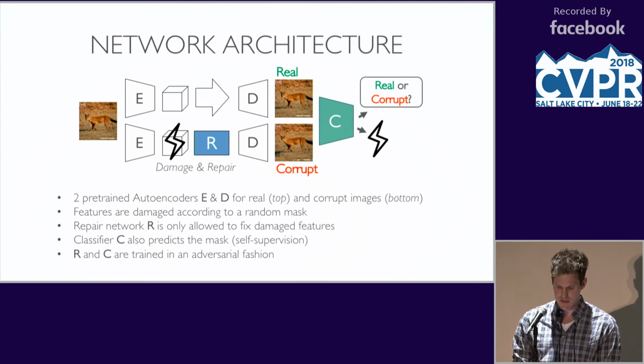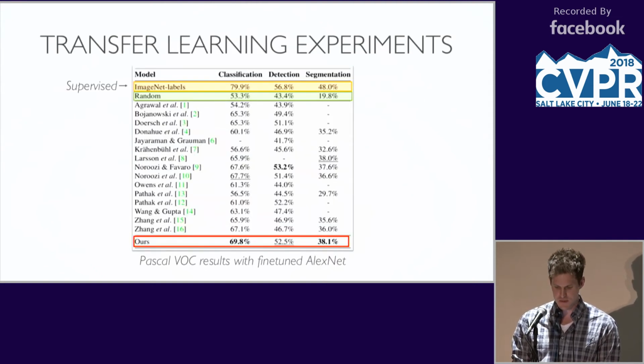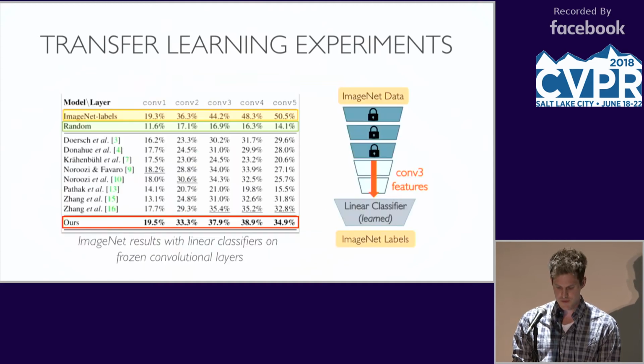We then evaluate the features of an AlexNet-based classifier on standard transfer learning benchmarks for unsupervised feature learning methods. Our fine-tuned features achieve state-of-the-art performance for classification and segmentation on Pascal VOC. We also evaluate our features by training linear classifiers on top of frozen convolutional layers and achieve new state-of-the-art on ImageNet for all layers.